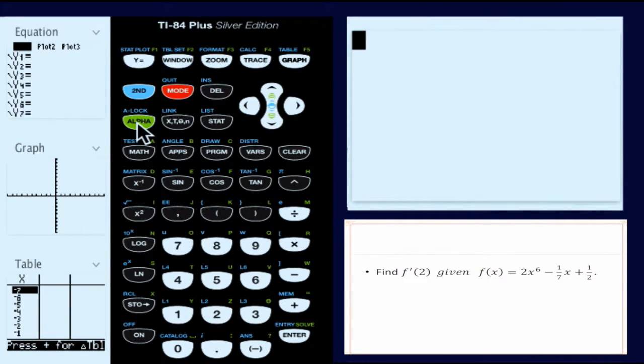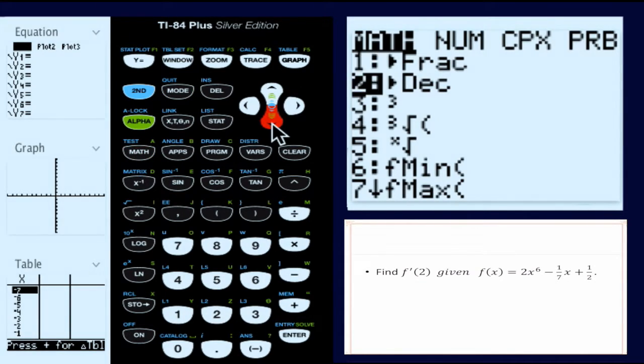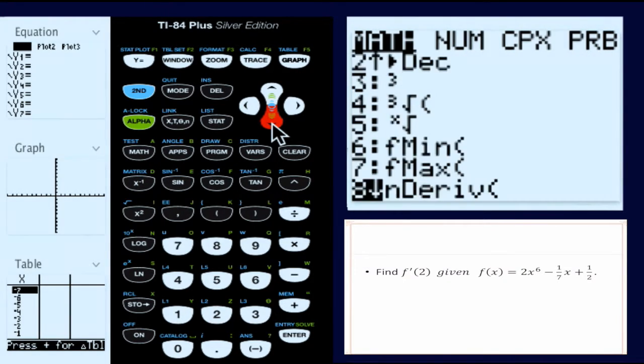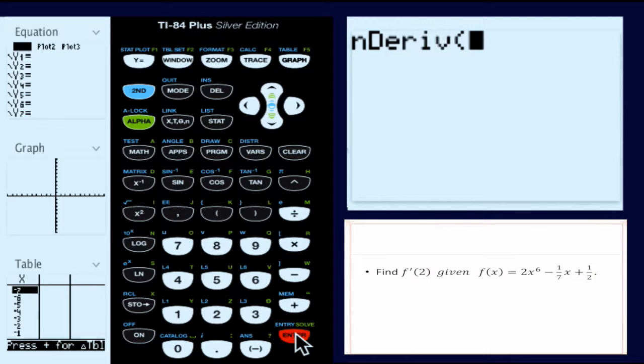The first time I took the derivative, I used the shortcut button, which was the alpha F2. Now there's another way to access the numerical derivative, which is the math button. So I'm going to type math, and then I'm going to scroll down to number 8. If I keep pressing the down arrow key, I'm going to get to number 8, and you can see that it says N deriv. I'm going to choose that by pressing enter. Now the calculator is asking me to plug in my function, then a comma, and then what variable I'm using. Whatever variable I typed my function in, that's the variable I'm going to use, and then a comma, the number that I'm finding the derivative at.